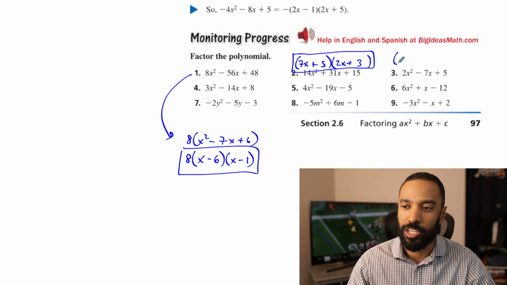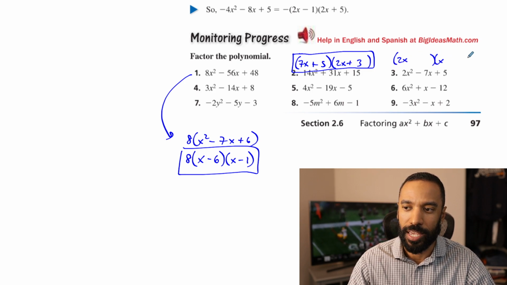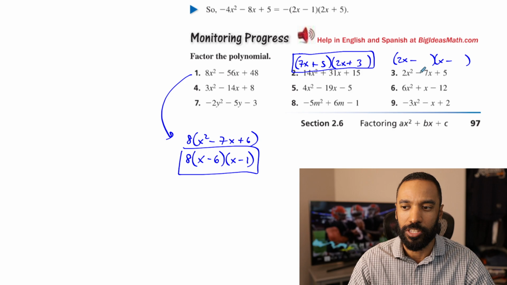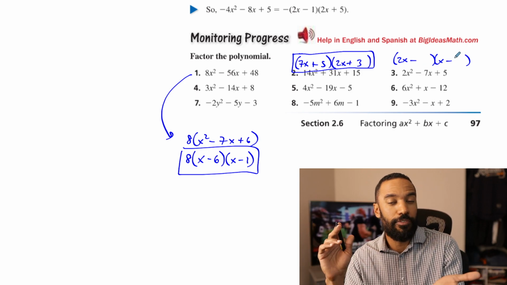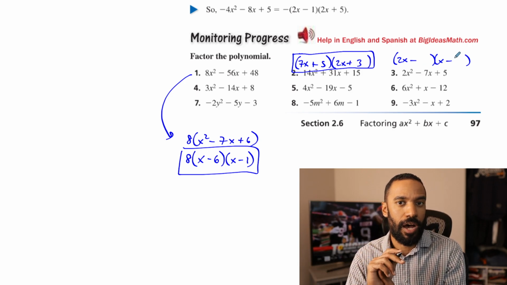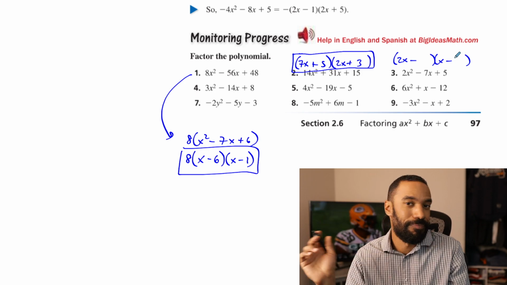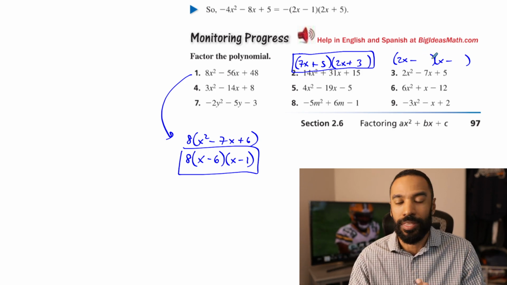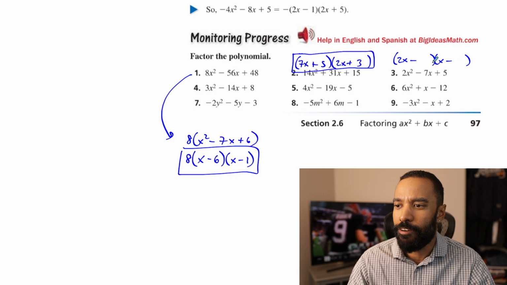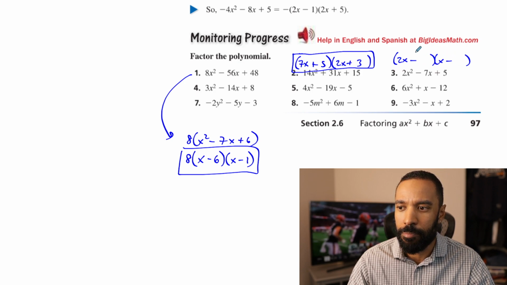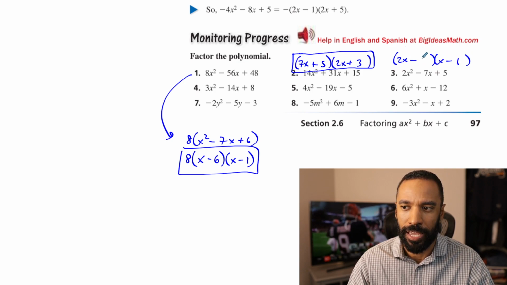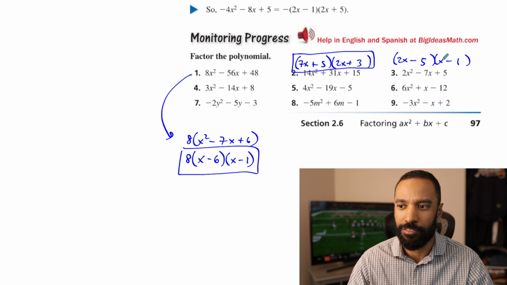2x squared minus 7x plus 5. I need to have 2x times x here. Both need to be negative for a positive product negative sum. And I'm doing these before the actual problem set itself. So you're getting a little bit more. I kind of like doing these things here. It's either 5 and 1 or 1 and 5. If I put a 5 here, I get negative 10. Too big. I got to put a 1 and a 5. Negative 2 minus 5 is negative 7. That works out.